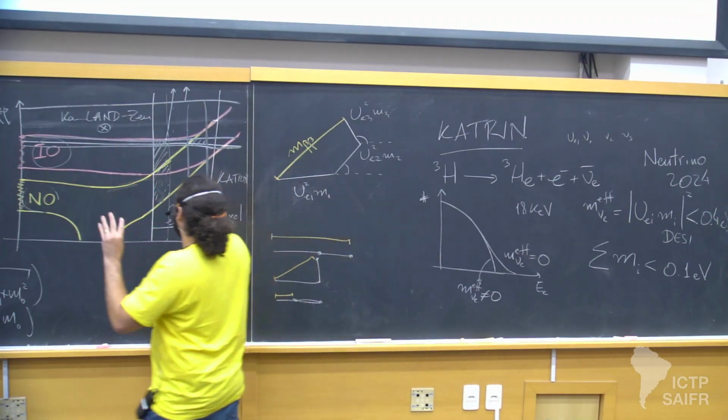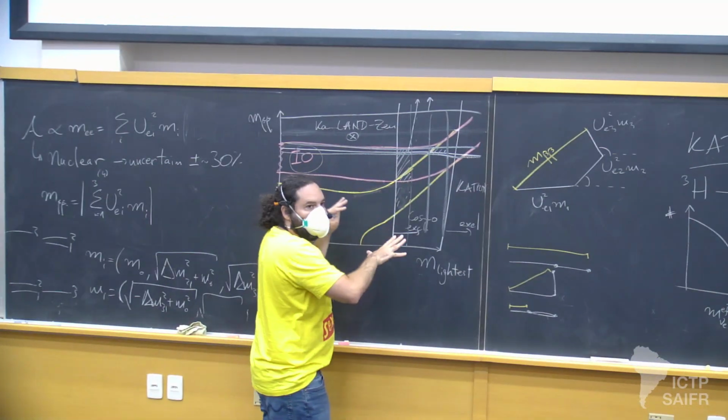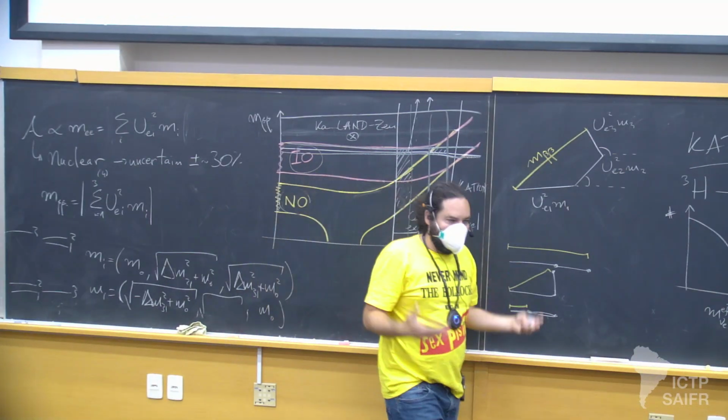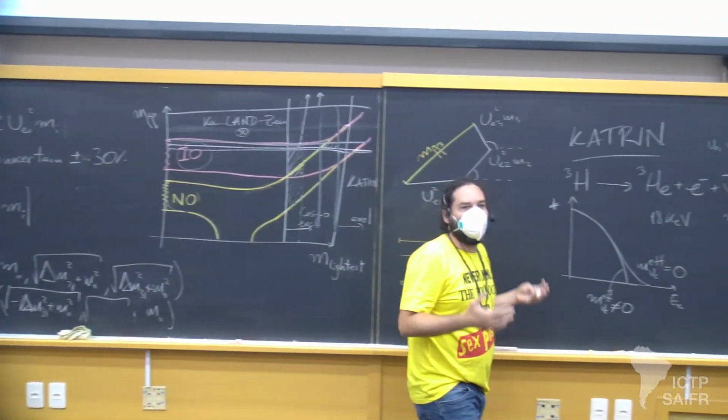So when people put all these constraints here, there are several assumptions of standard model, standard cosmology, standard this, standard that.